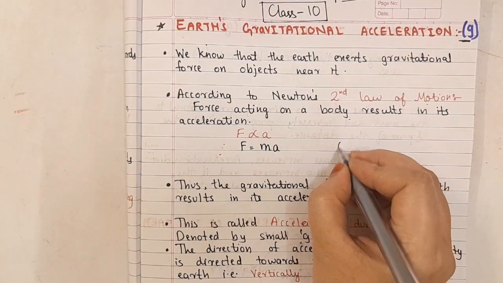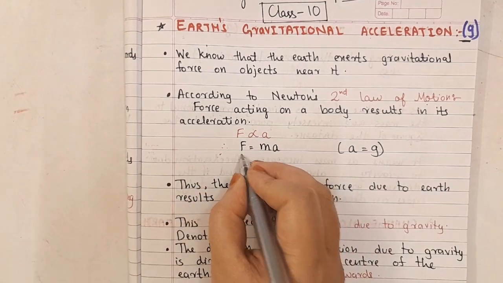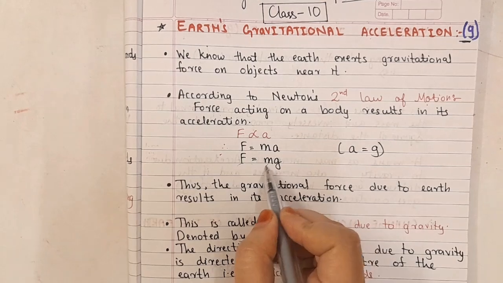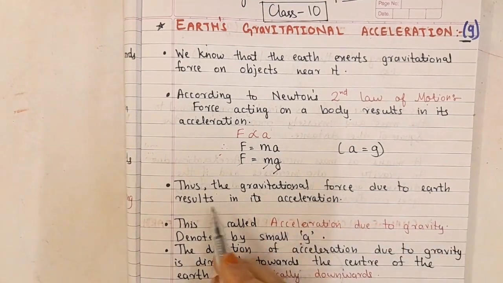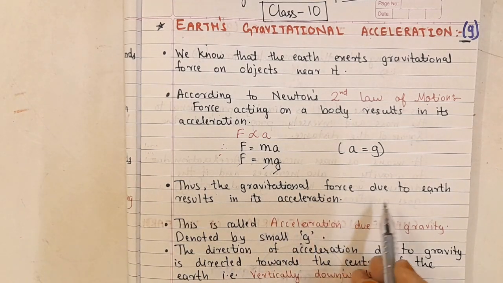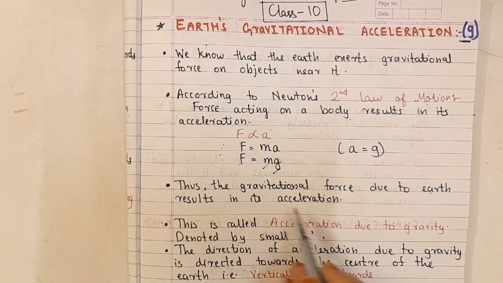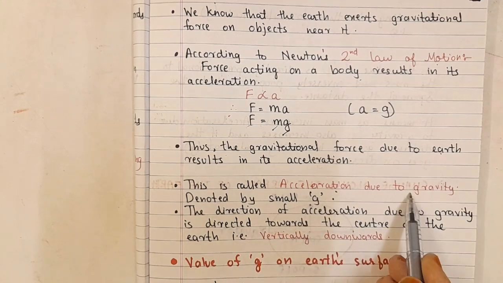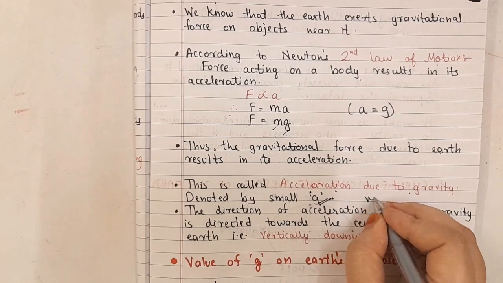Now here we will replace acceleration by g, small g. So our new equation becomes F is equal to mg, where F is force, m is mass, and g is gravity. Thus the gravitational force due to Earth results in acceleration of the object. Okay, so this is called acceleration due to gravity, and this is denoted by g. And students, this is a vector quantity.